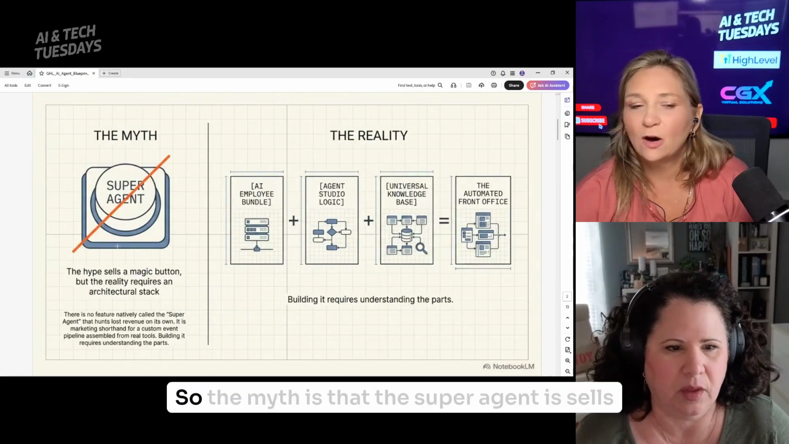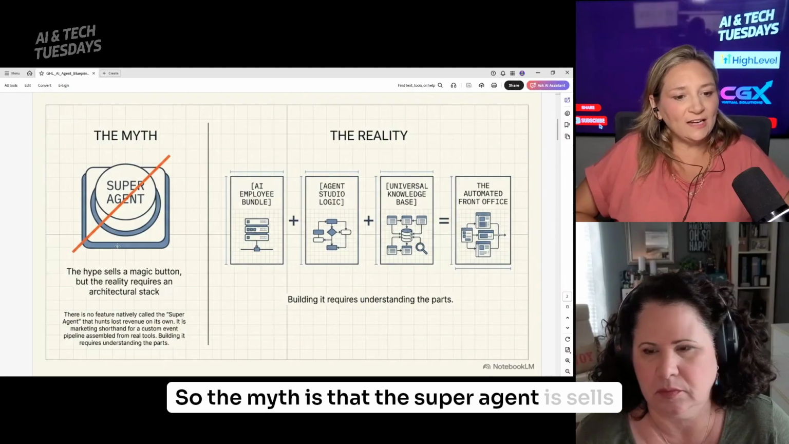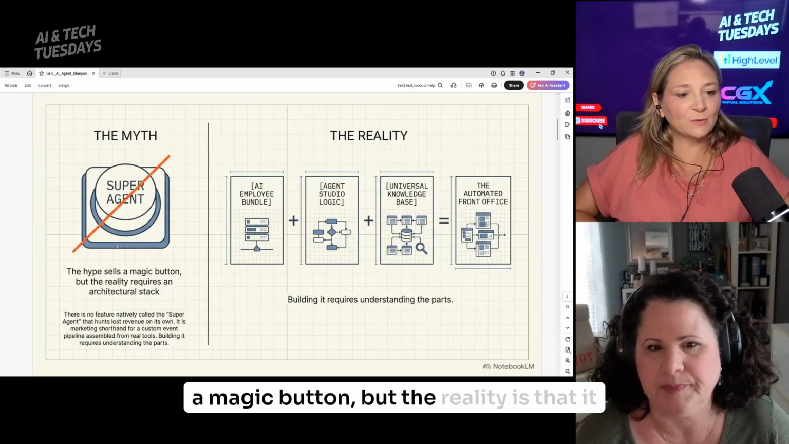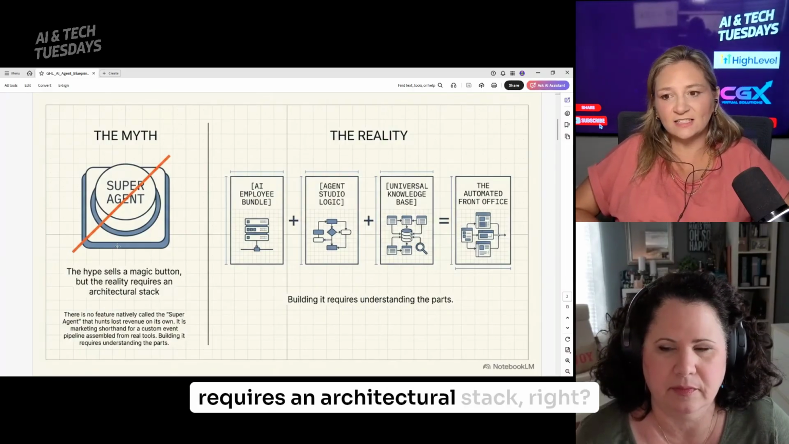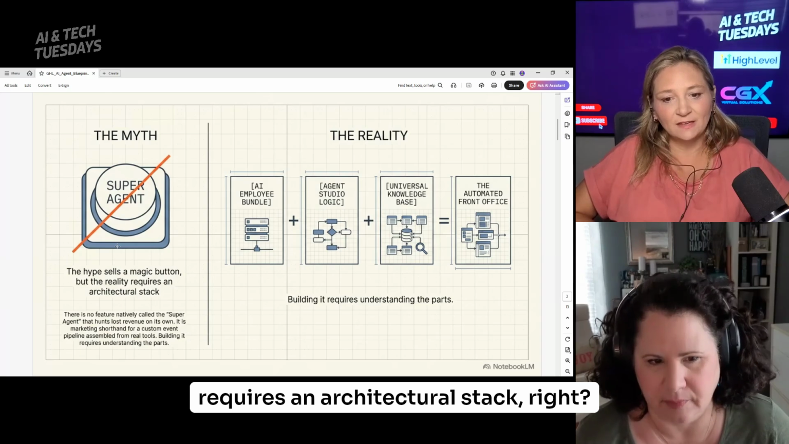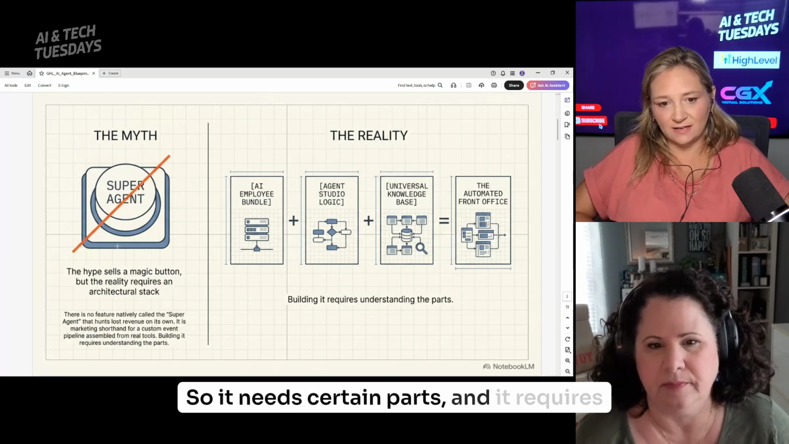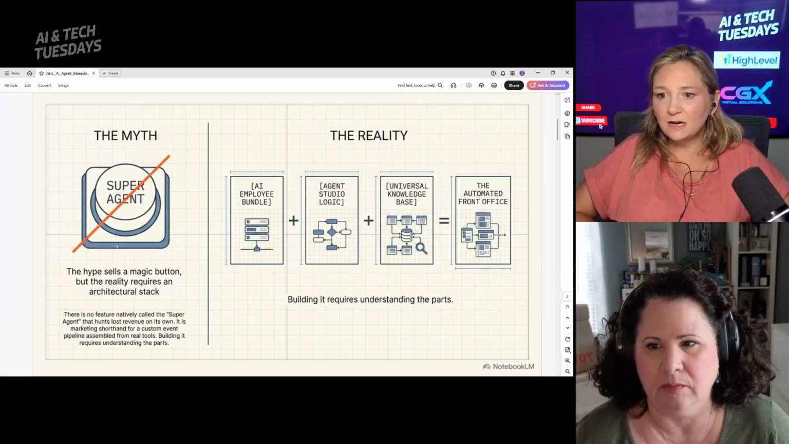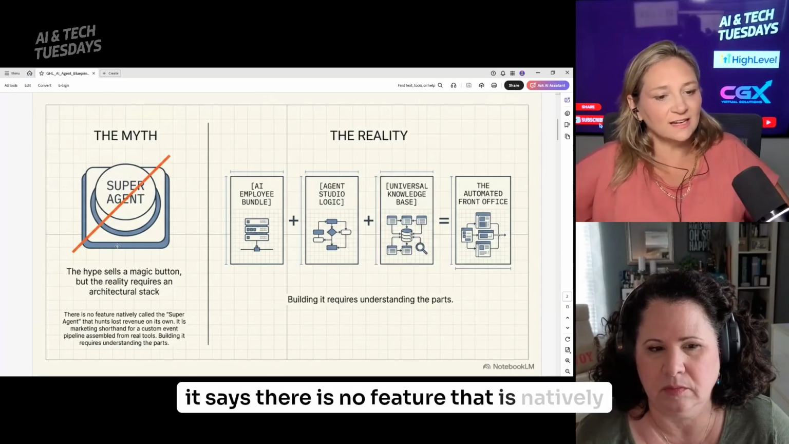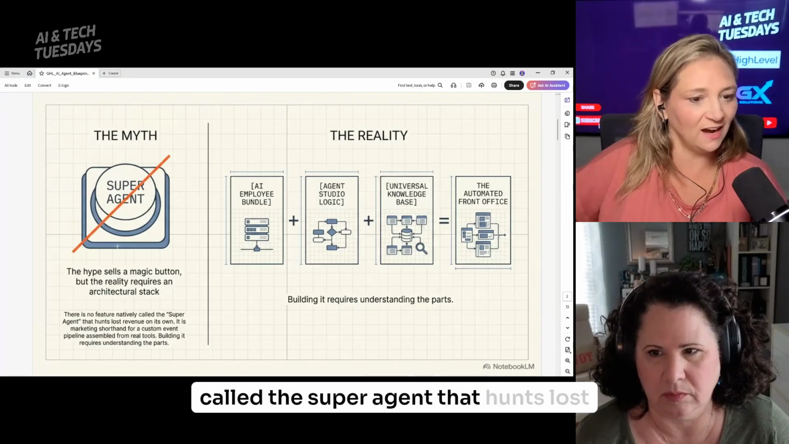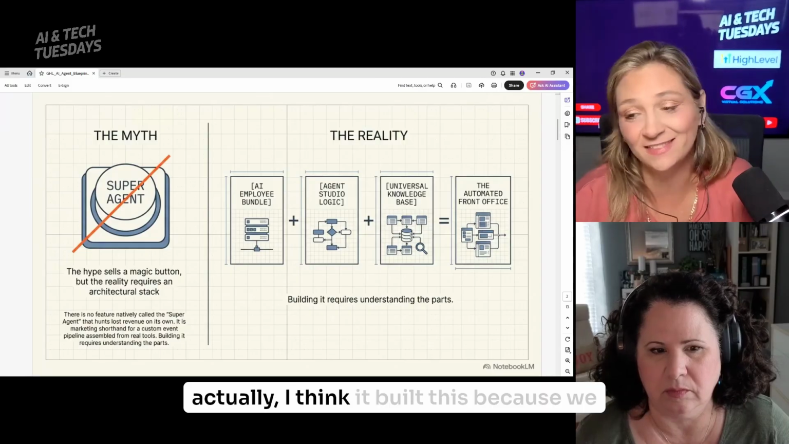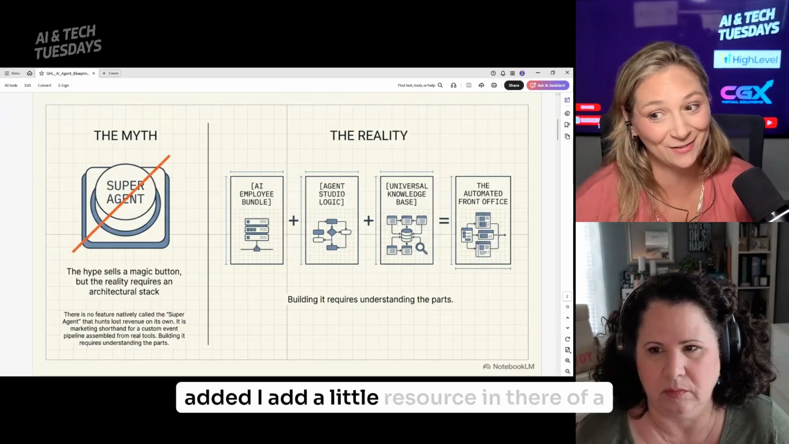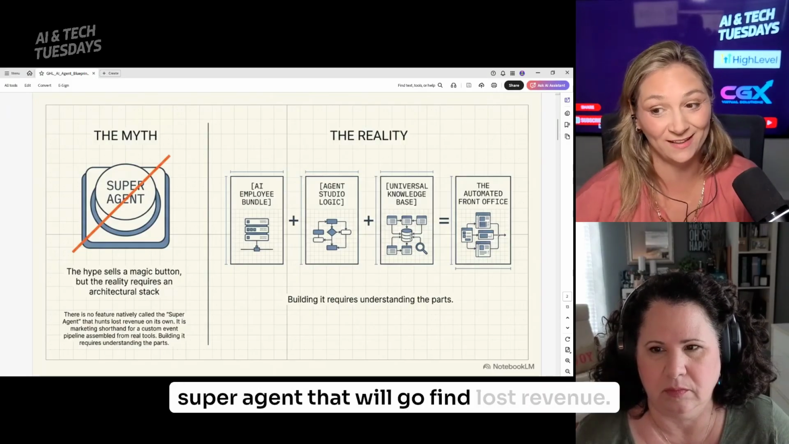Okay. So the myth is that the super agent sells a magic button, but the reality is that it requires an architectural stack. It needs certain parts, and it requires that you understand these parts. It says there's no feature that is natively called the super agent that hunts lost revenue on its own. Actually, I think it built this because I add a little resource in there of a super agent that will go find lost revenue for you.